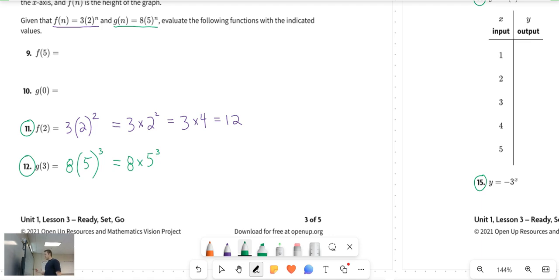Now, we might know that 5 to the third off the top of our head, but we might not. If we don't, we could do it out by hand. But I happen to know that 5 to the third is 5 times 5 times 5. Well, 2 of those would be 25. 5 times 5 is 25. Times 5 one more time is 125. So we're going to write this as 8 times 125.